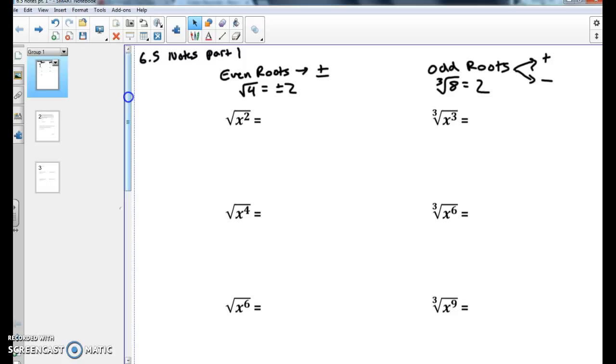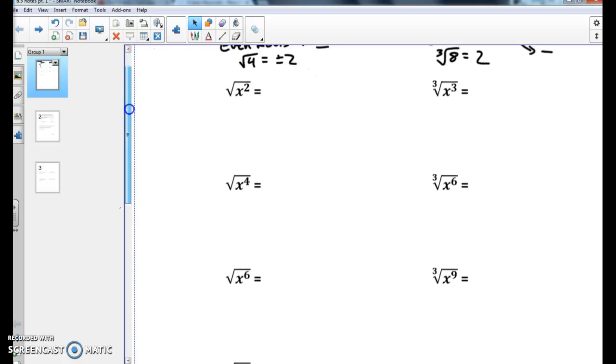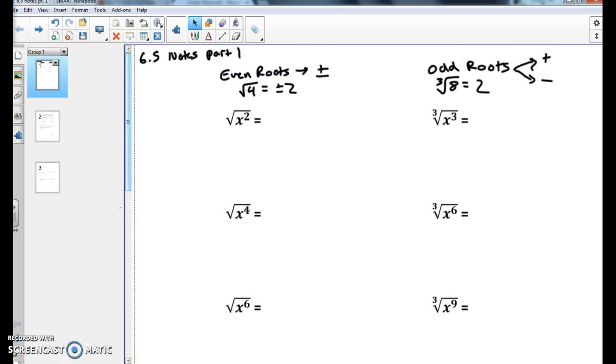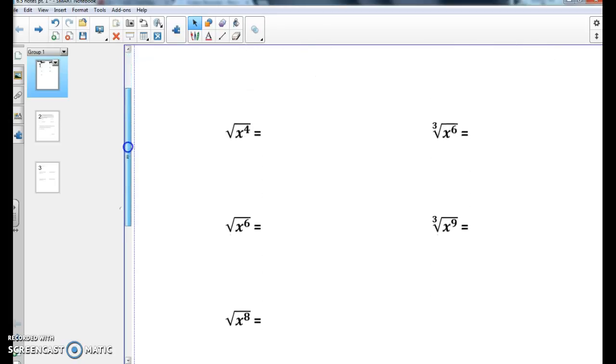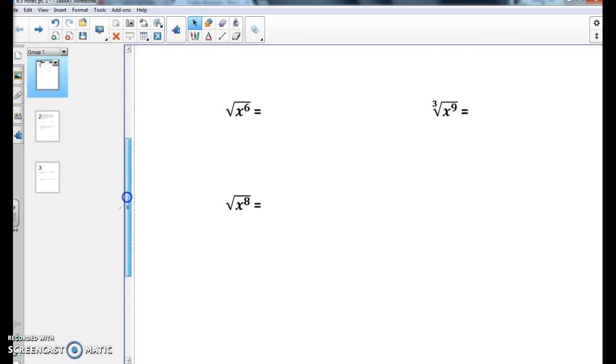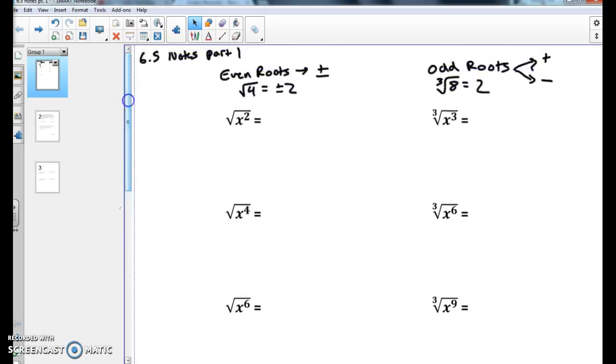The first one, I'm going to go down the left-hand column first, looking at just the even roots. We have the square root of x squared. Below that's the square root of x to the 4th, x to the 6th, x to the 8th. It's a bunch of square roots, so it's a bunch of even roots, right? First of all, the square root of x squared. Well, hopefully by now we know that that equals x.